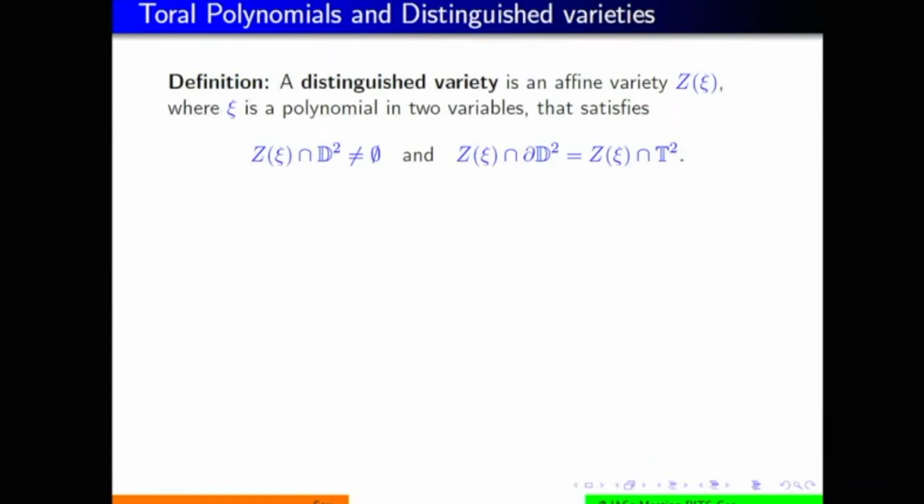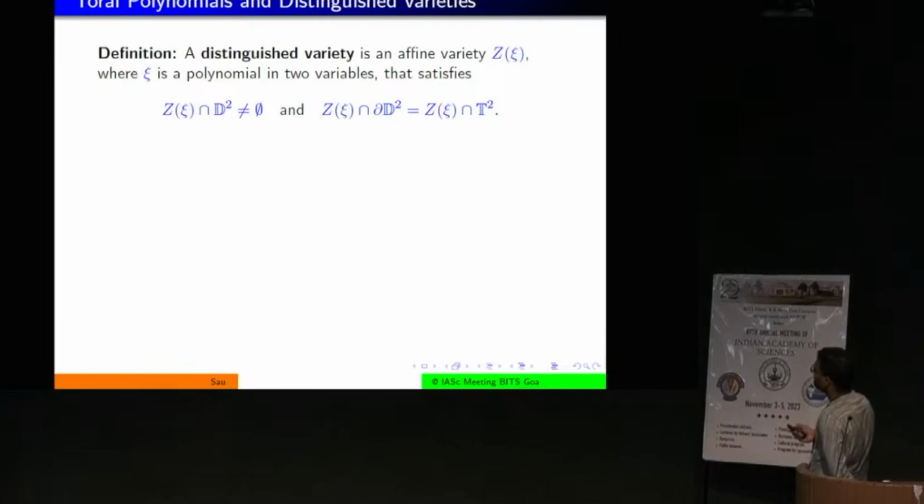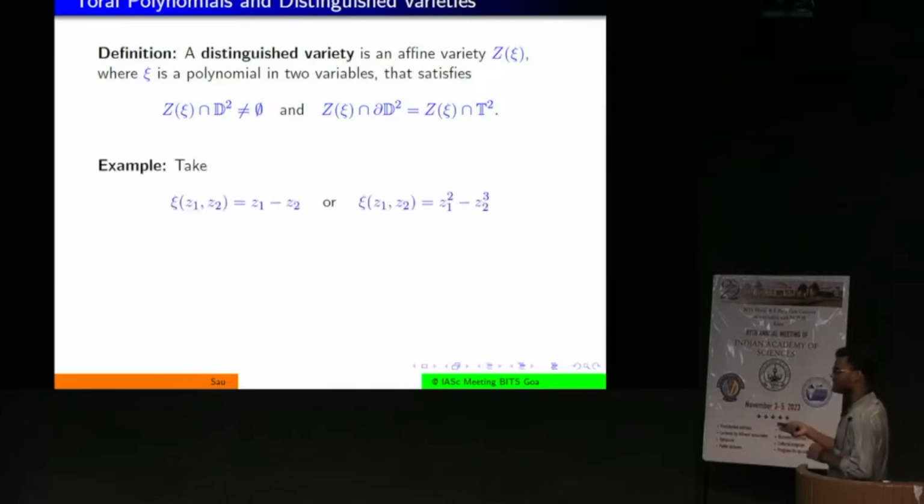And I told you that I want to investigate the dilation problem when K is an algebraic variety. So this is the variety that I was talking about. A distinguished variety is an affine variety. So xi is a polynomial in 2 variables that satisfies this. It should intersect the open bidisk, okay, and it should exit the domain through the torus. Okay, it should not intersect the other part of the boundary. For example, you can take z1 minus z2, the simplest one you can think of, or z1 squared minus z2 cubed.